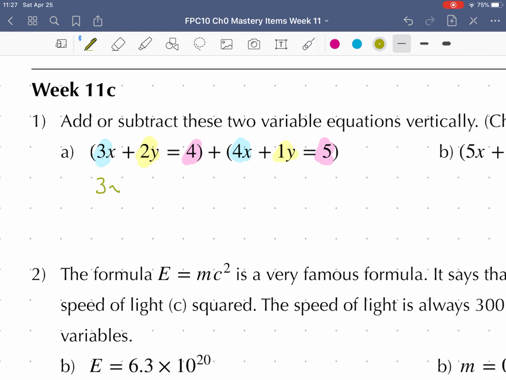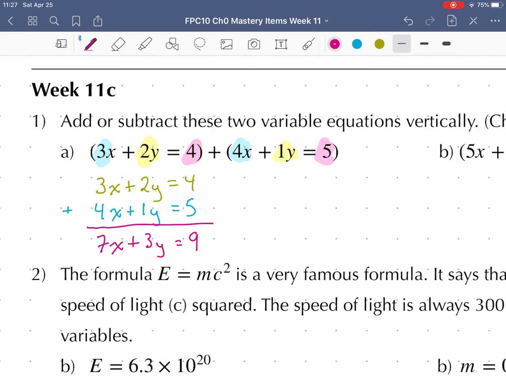So we take our first equation, 3x plus 2y equals 4. And then we're going to add to that equation 4x plus 1y equals 5. And then we're just going to add them together, place-wise. 4 plus 5 is 9. 2y plus 1y is 3y. And 4x plus 3x is 7x. There's our answer to adding them together.